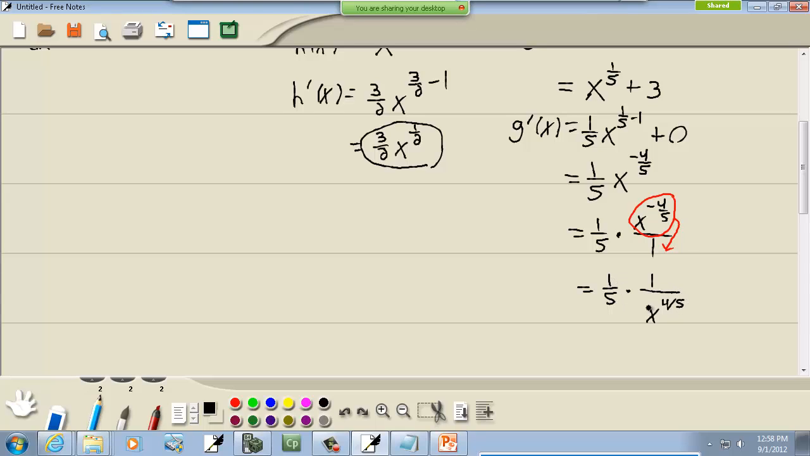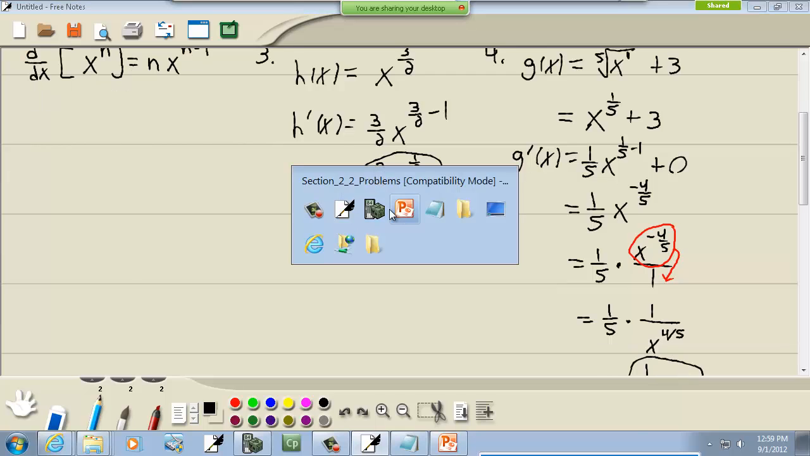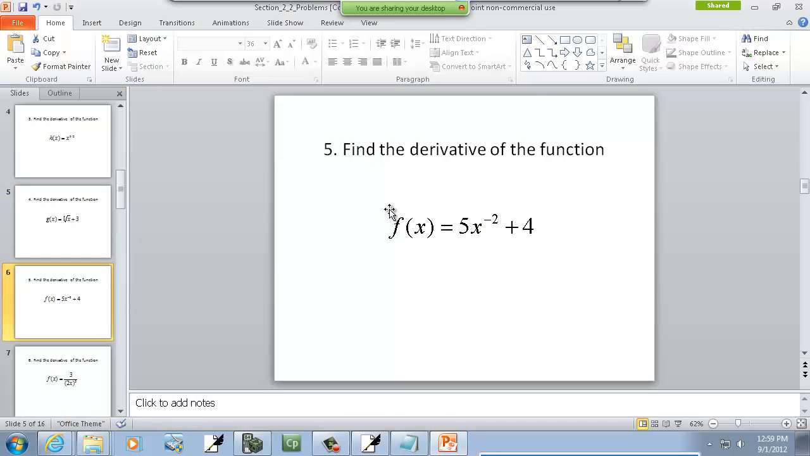Now here we have a single fraction equal to a single fraction, so multiply the top parts together, 1 times 1, and the bottom parts, and that gives us, on the bottom, 5x to the 4/5 power. And that'd be your answer. We'll see a lot more of those. You'll get very used to that. Let's look at this one. Number 5.